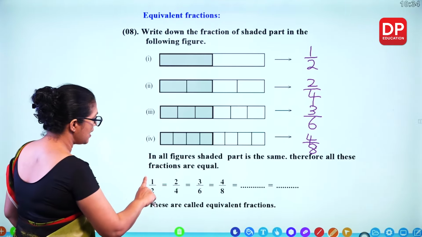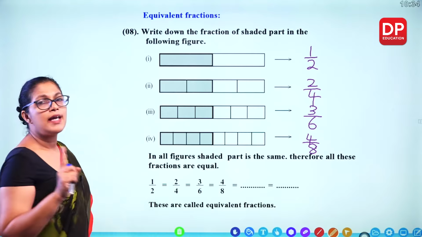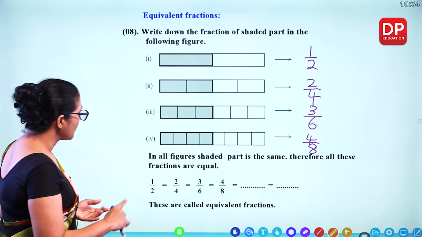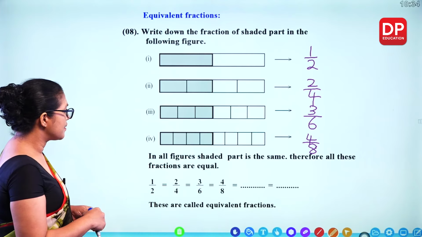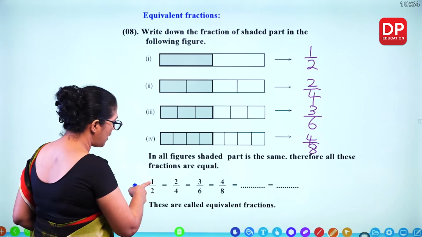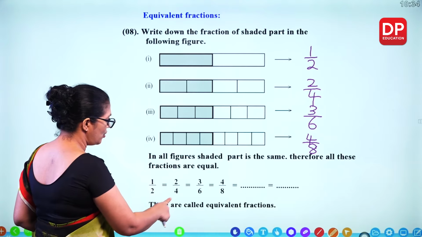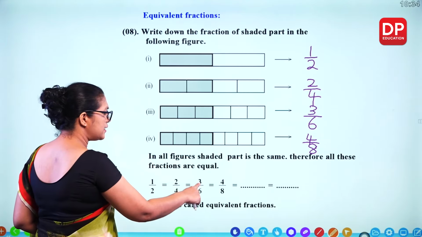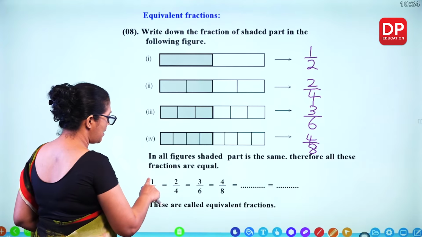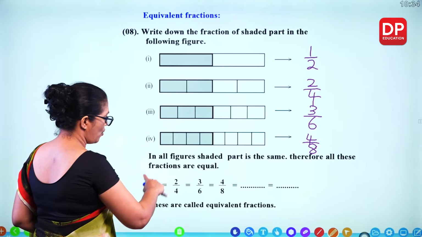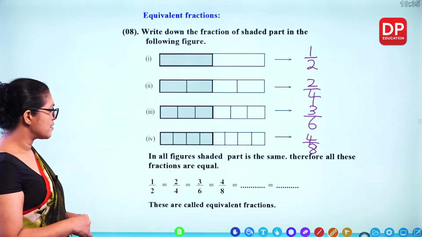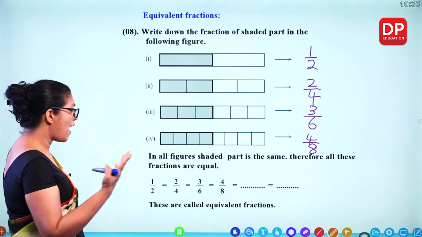So can you see? These are called equivalent fractions. The value is the same. How we get equivalent fractions? You can take any multiple. Look at this one, multiply by 2. You get this. Multiply by 3. You get 3/6. And here multiply by 4. You get this. So can you write another 2 equivalent fractions. I can multiply by 5.